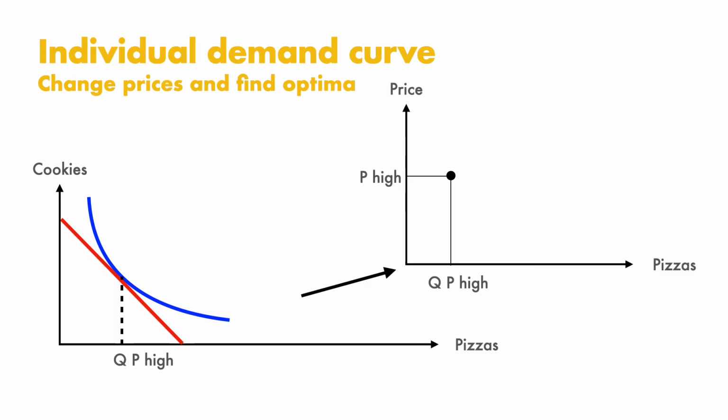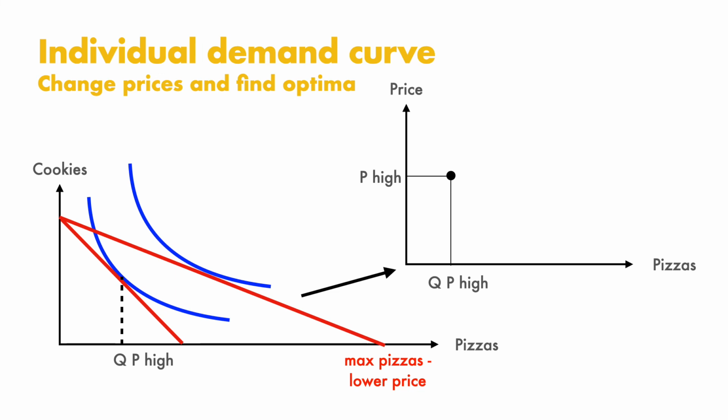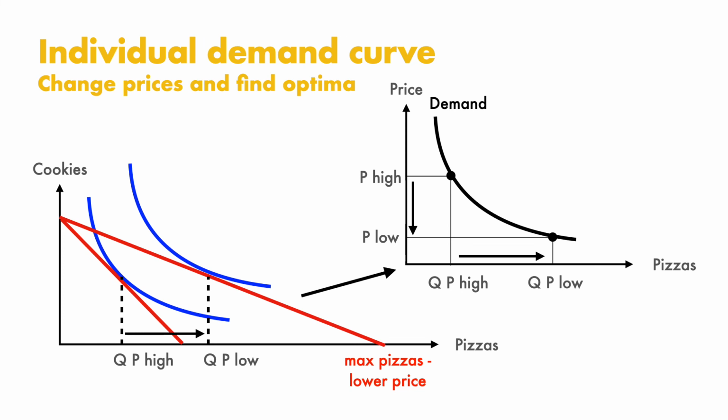Once you have indifference curves, an individual demand curve is easy to derive. You change the price of one good and see where the new optimum is. You do that for all prices and you get the demand function for that good for that one individual.